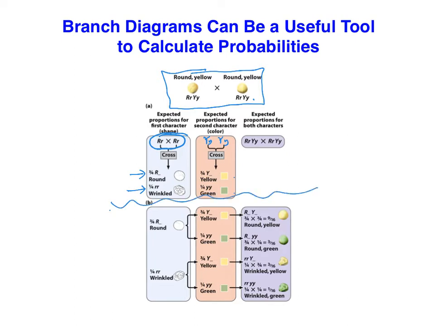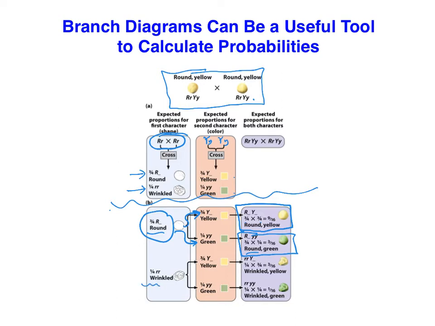Now let's look, for example, at all of those individuals who have the round phenotype. 3/4 of them will have the round phenotype. We know that of those individuals, 3/4 will be yellow. So the frequency of round yellow individuals will be 3/4 times 3/4, or 9/16. Of the round individuals, 1/4 will be green. So we can calculate 3/4 times 1/4, 3/16 of the offspring will be round and green.